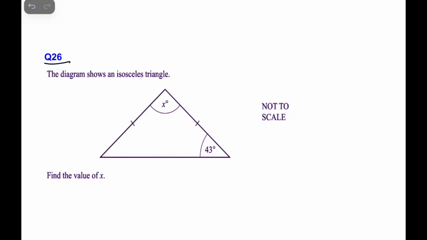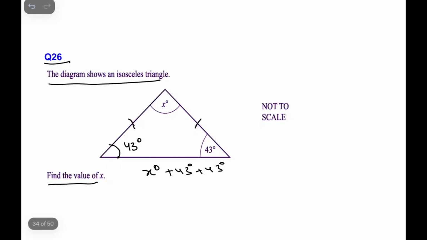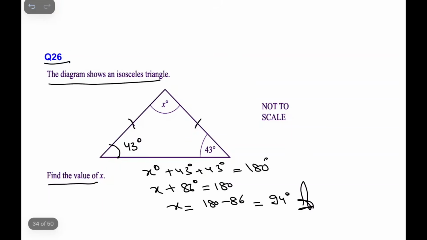Now question number 26. The diagram shows an isosceles triangle. We have to find the value of x. Now as it is an isosceles triangle, these two sides are equal. We know that the angles opposite to the equal sides of the triangle are equal. So this angle will be 43 degrees. Now x degrees plus 43 degrees plus 43 degrees, the sum of angles of a triangle is 180 degrees, that will be equal to 180 degrees. So x plus 86 degrees will be 180 degrees. So x will be 180 minus 86, that is 94 degrees, will be our answer.